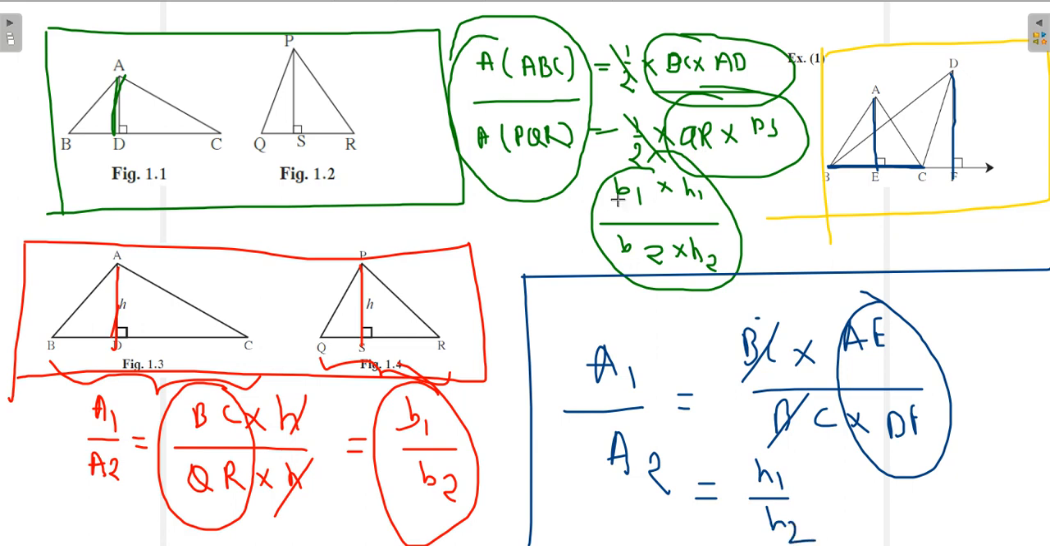So if base and heights are different, use this formula. If height is the same, this formula. If base is the same, this formula, right? When I say height is the same, only base means you can divide with the base. When I say bases are equal, you have to consider only height. So that's all from this slide, and this is all we have to do in exercise 1.